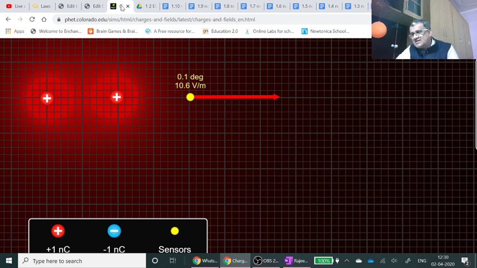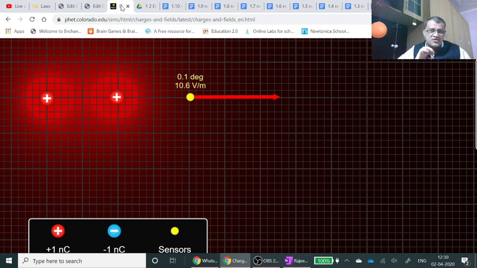So we have seen in the previous class how to find the net electric field. And there is a purpose behind those activities that we were doing. We will utilize them to find the net force today.